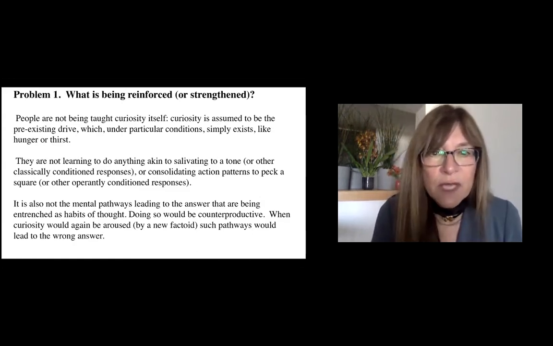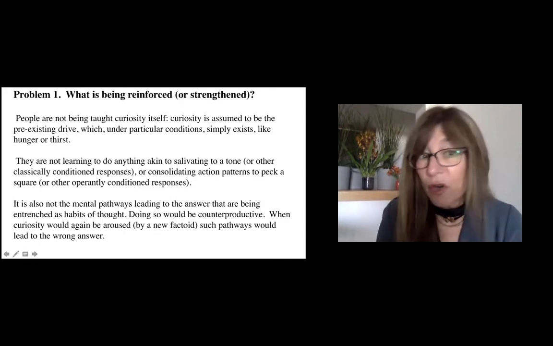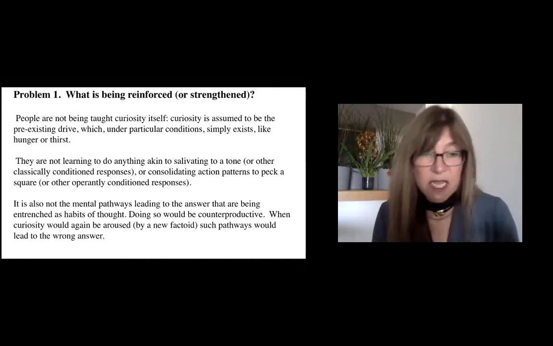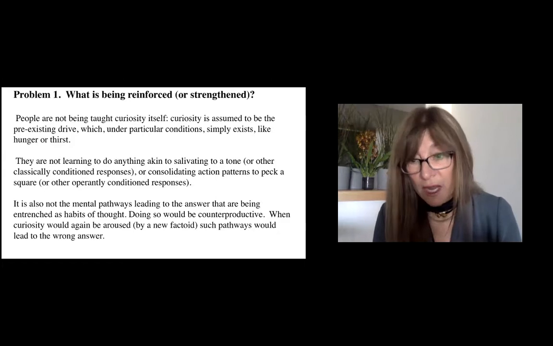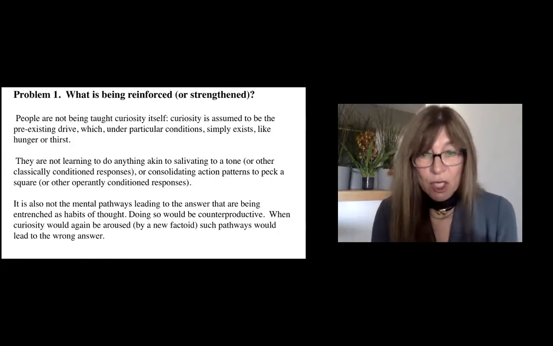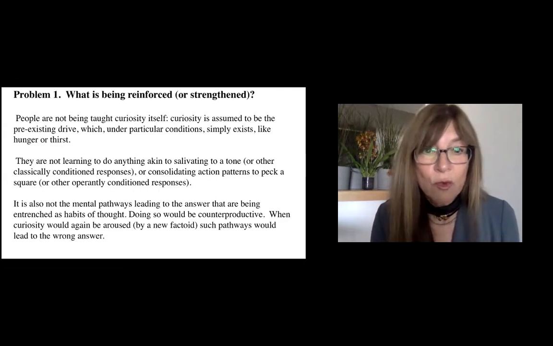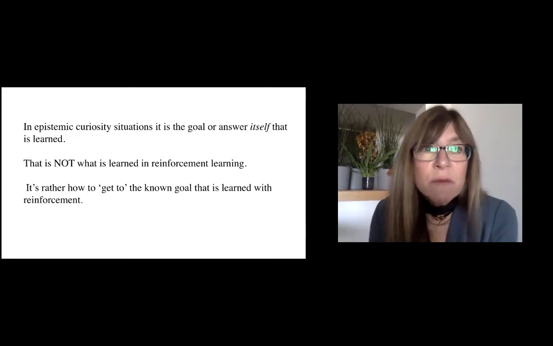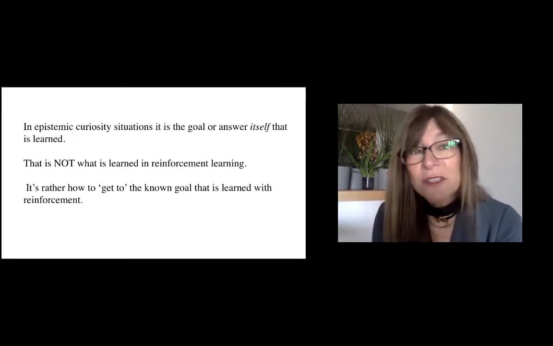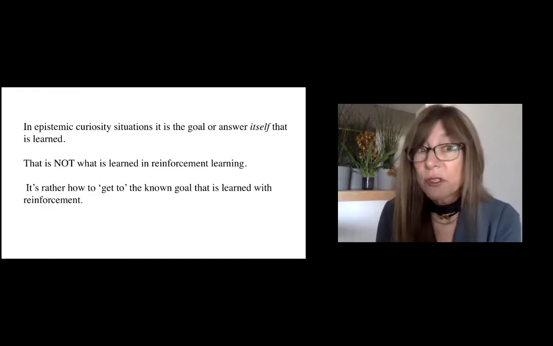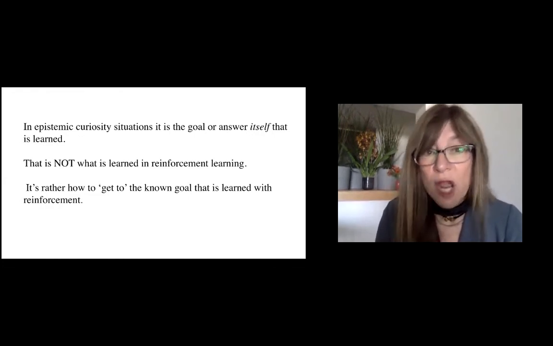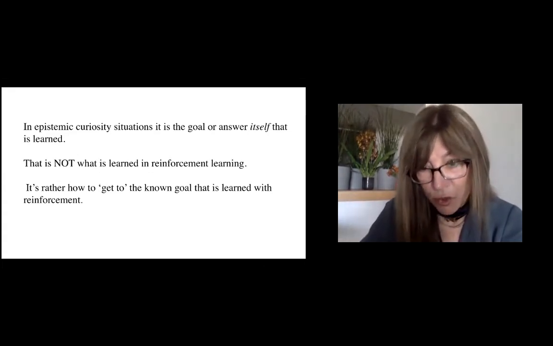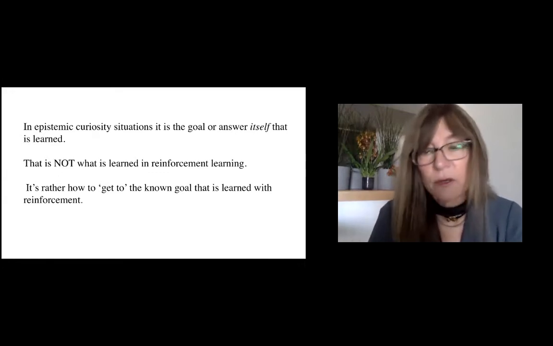It's also not the mental pathways that are leading to the answer that are being entrenched as habits of thought. If you were to do that to get the answer to the particular question that you're asking, the next time you felt that curiosity, you would get to the wrong answer, okay? So it's not that. In epistemic curiosity situations, it's the goal or the answer itself that's learned. And that's not what's learned in reinforcement learning. It's rather how to get to the answer that's learned in reinforcement learning. So you're training what to do to get the answer, not the answer.